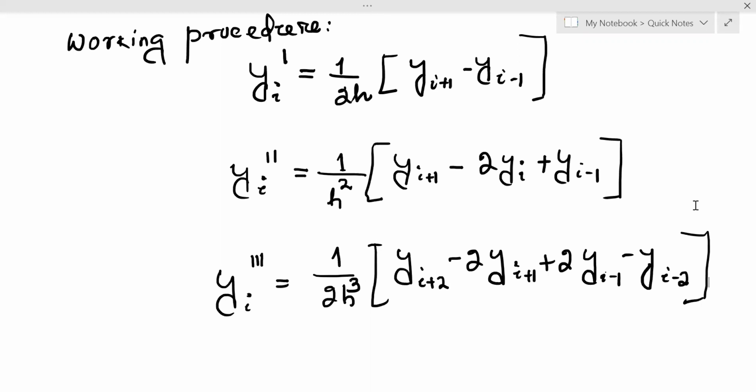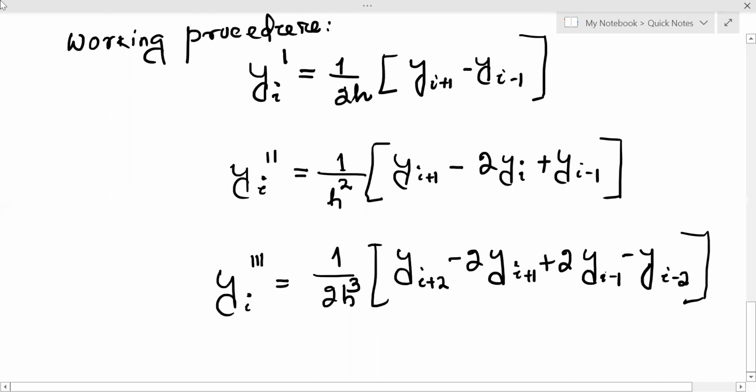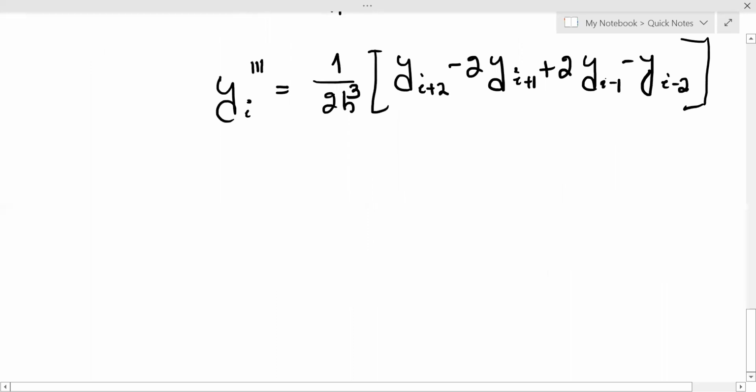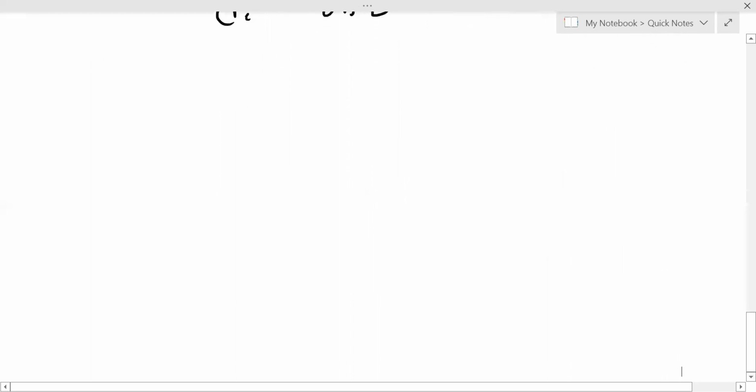Okay. Let's discuss one example. Everyone see this example. What is the example? Solve the equation.